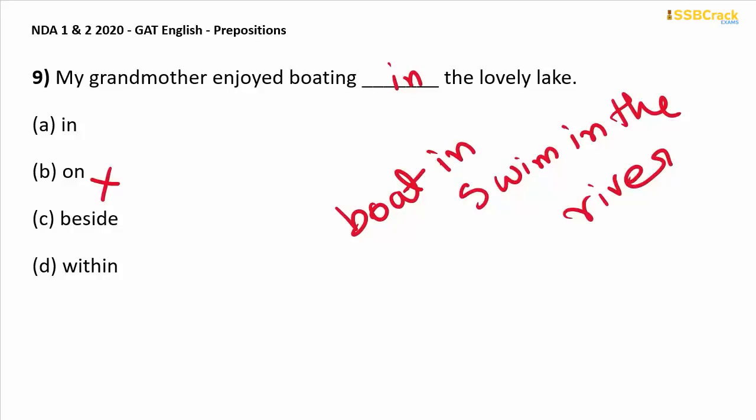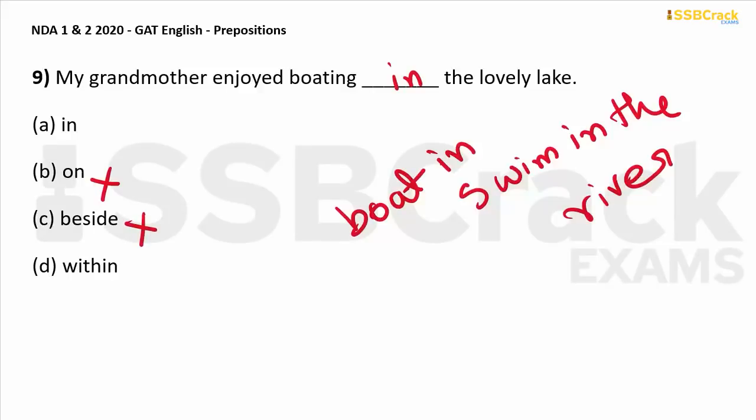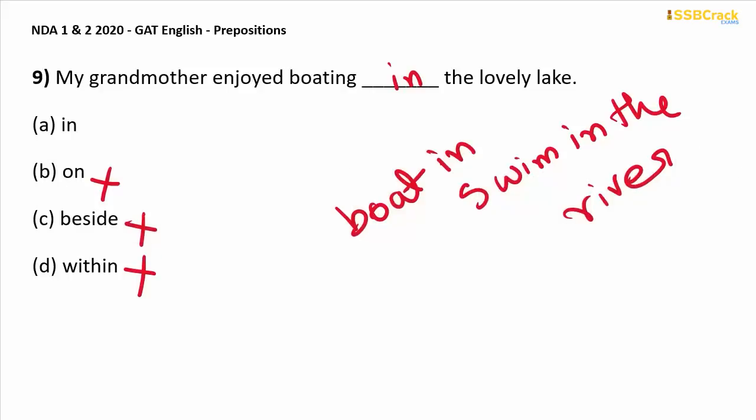Okay, you do not boat on the lake, or you do not boat beside the lake. Beside means by the side of, obviously that would be land, which is not possible. And boating within the lake is also not acceptable. So it should be boating in the lovely lake. So your answer is option A.